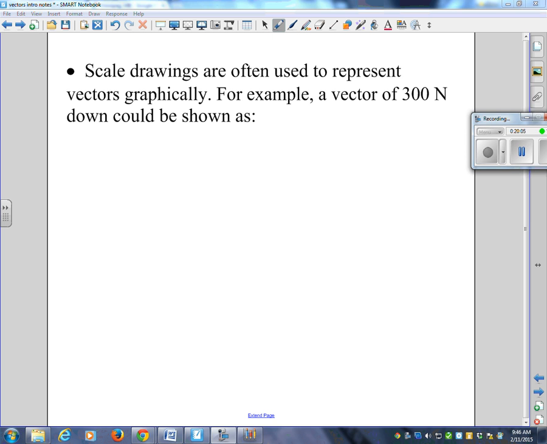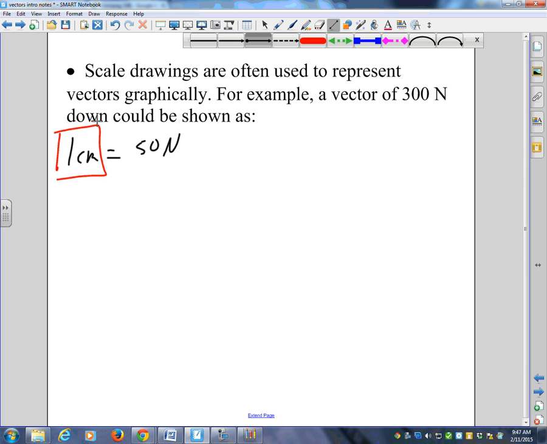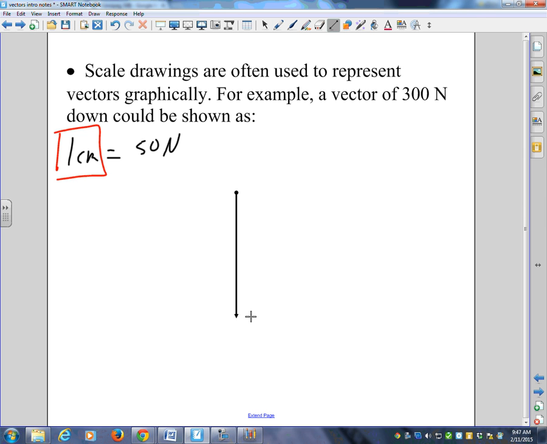You don't know how frustrating this is to me. It's a pet peeve. The scale must begin with 1 centimeter equals. You are saying 1 centimeter on this piece of paper is equal to something like 50 newtons. Always, always, always start with 1 centimeter equals. So my vector would be straight down. I'm not going to worry about the direction here. And how long would it have to be? 300 newtons. 1 centimeter equals 50 newtons.